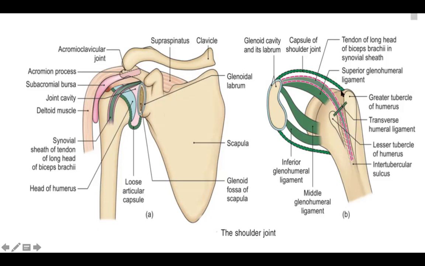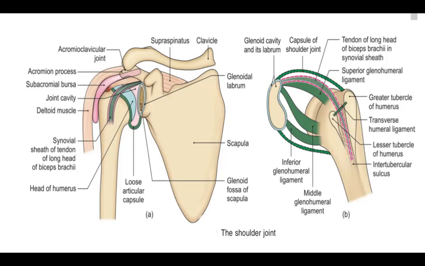Number 2, I have a ligament from the glenoid to the humerus, so it is called the glenohumeral ligament. These glenohumeral ligaments are divided into 3 parts: superior, middle, and inferior. Superior glenohumeral ligament, middle glenohumeral ligament, inferior glenohumeral ligament. They are divided into 3 bands. These add to the strength.